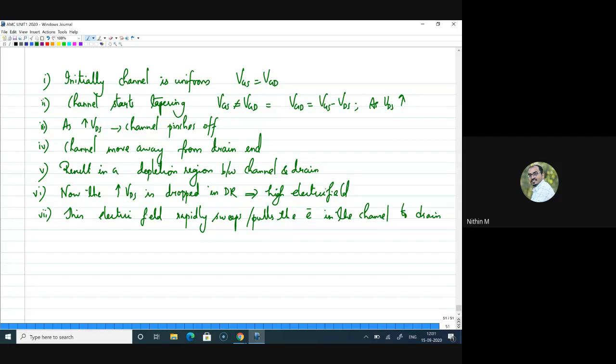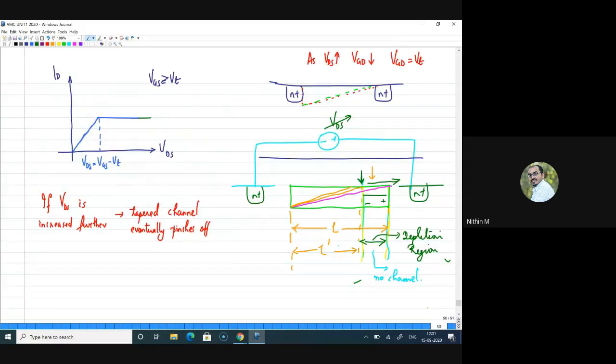So now I can take a few questions here. If you have doubts in this operation or in this understanding of where the current will continue, you can ask questions. You can put them in the chat box also.